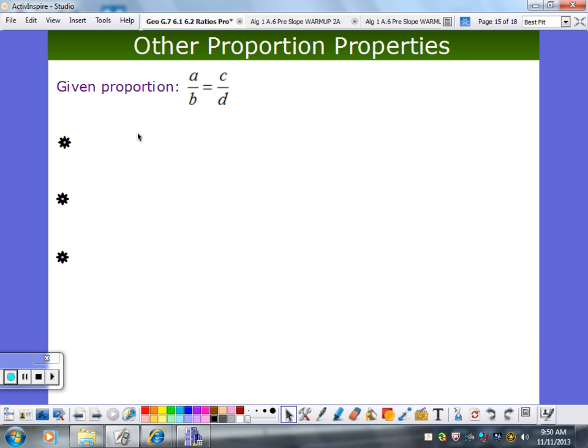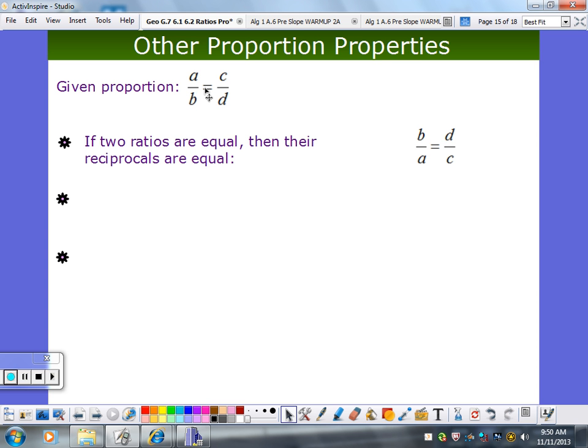Proportion properties. There's fun things you can do with proportions once you get that the product of the means equals the product of the extremes. If two ratios are equal, then their reciprocals are equal. How come? So here's A over B equals C over D. I'm claiming B over A equals D over C. How come I can say that?